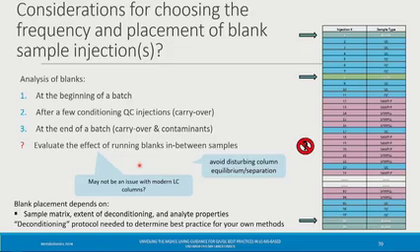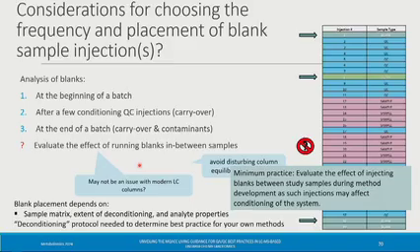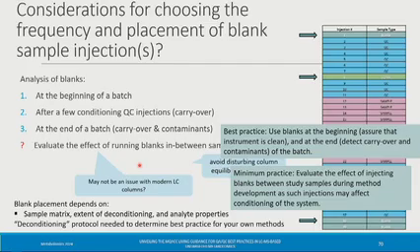So the blank placement depends on your sample matrix, how much deconditioning happens when you run a blank, and the analyte properties. And this deconditioning protocol needs to be determined for your own methods. And again, as a minimum, check out what happens if you run blanks between samples and if it causes a problem or has an impact on the conditioning of your system. And again, best practice, use the blanks at the beginning and the end of your batch.